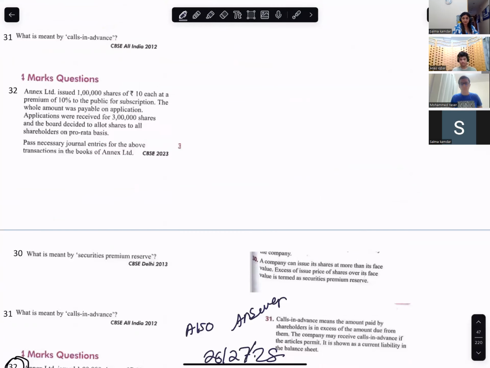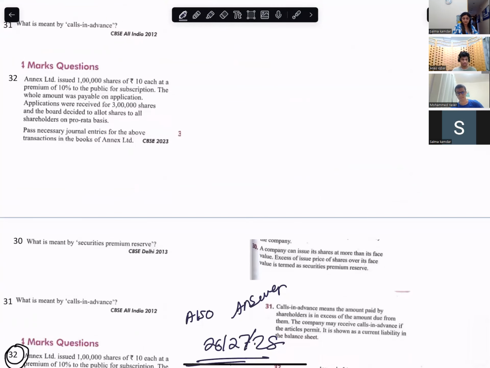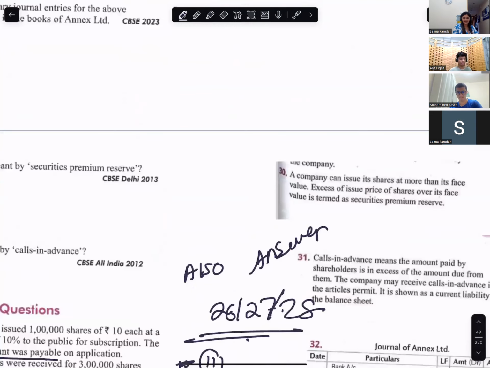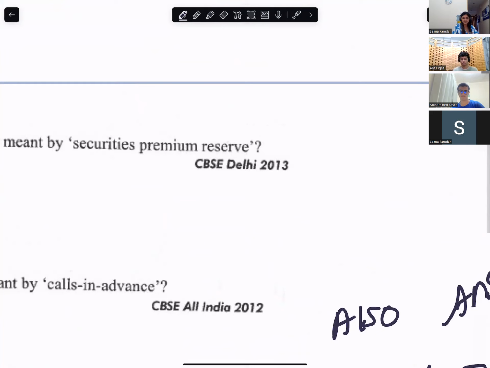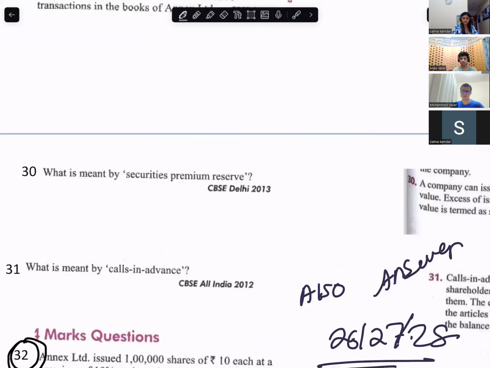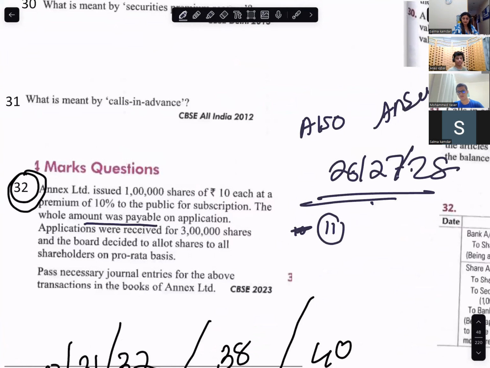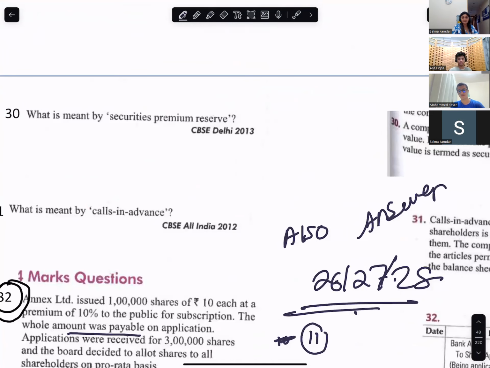Securities premium reserve. You answered, right? When did you study this? Yes. We did 32. 32, 30. What is meant by securities premium reserve?